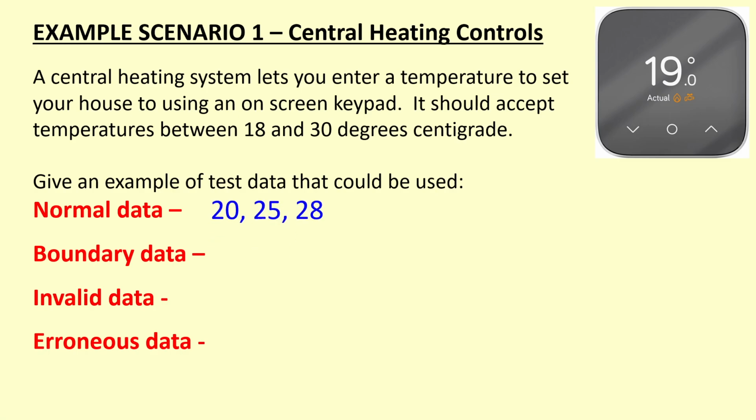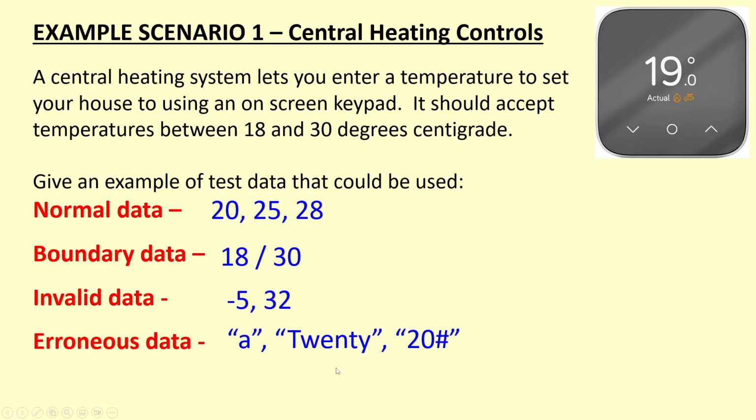So think about this program here, central heating controls. It should accept the values between 18 and 30, so normal data would be 20, 25, 28, all acceptable. Boundary would be the very minimum maximum, which is 18 or 30. Invalid, -5, 32, outside of the boundaries. And erroneous would be a word, for example, the letter A, the word 20, or #20 hashtag, for example.